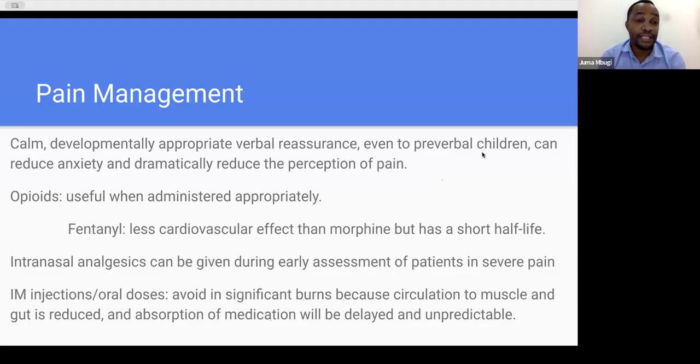The other thing to note in pain management is IM injections and oral doses. Usually, we do not give IM injections and oral doses in burns, especially severe burns, because the absorption in the muscles is quite reduced in severe burns, and even in the GI tract, the absorption is very low.